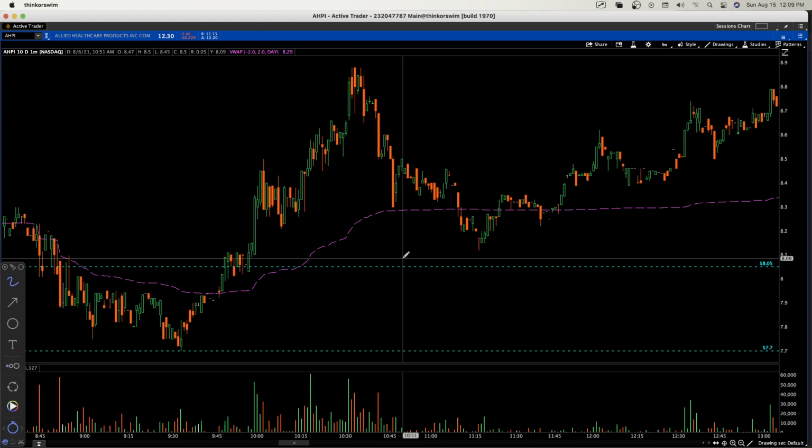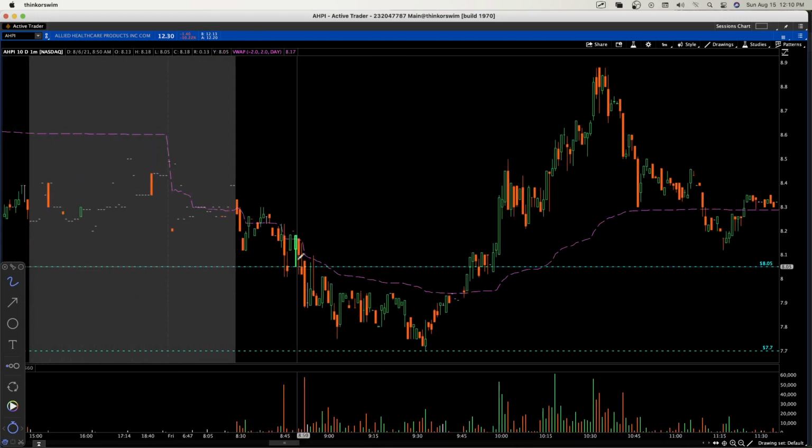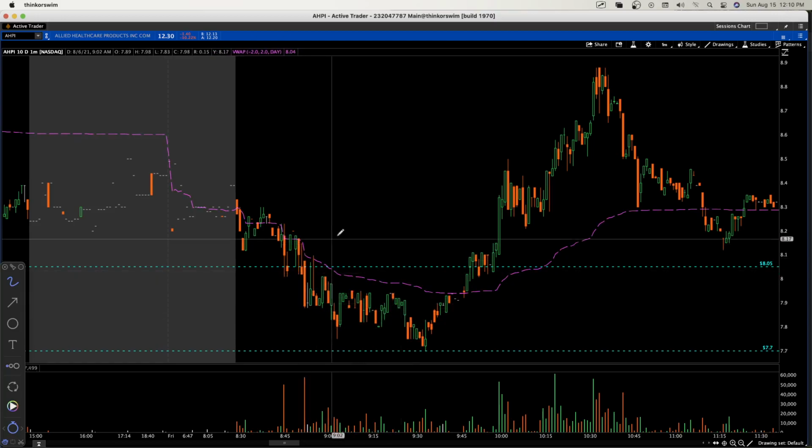VWAP is commonly used by shorts, not just longs, like we just talked about. They'll look for entry signals, multiple rejections of VWAP. Like we came up here at this level and got rejected, and we had all these rejections here, and they'll look for short opportunities after multiple rejections of VWAP. So longs and shorts use it.